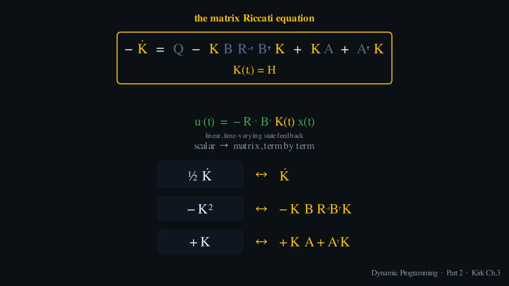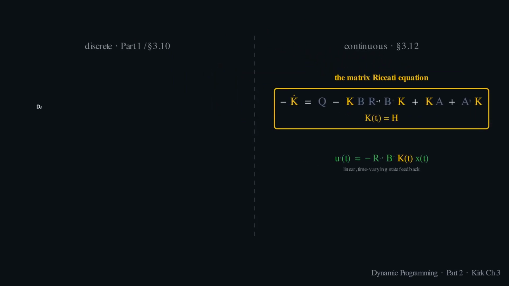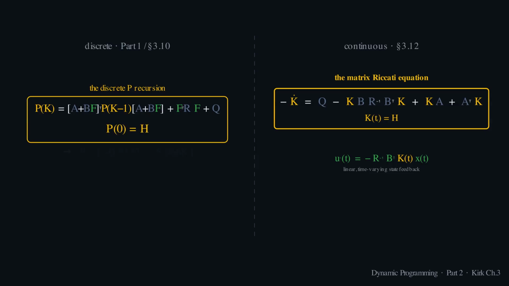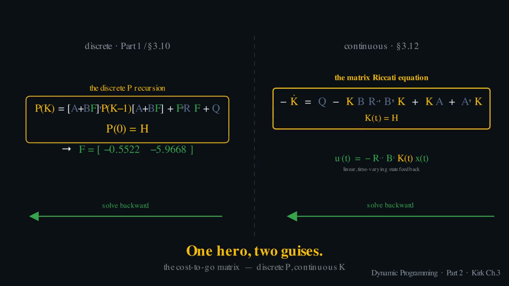Set it beside the scalar version and it's the same equation wearing matrices. Half k dot becomes k dot. Minus k squared becomes the kb r inverse b transpose k term. Plus k becomes ka plus a transpose k. And we have already met its shadow. Remember the discrete example? The gains that settle to minus 0.55 and minus 5.97? That backward p recursion is this very equation sampled in time. Continuous k, discrete p, 1 hero, 2 guises.